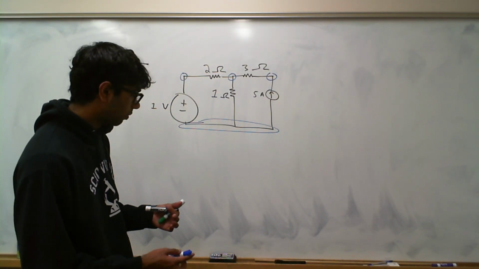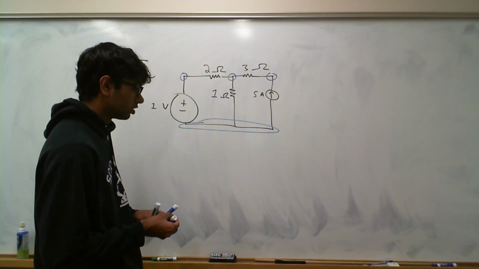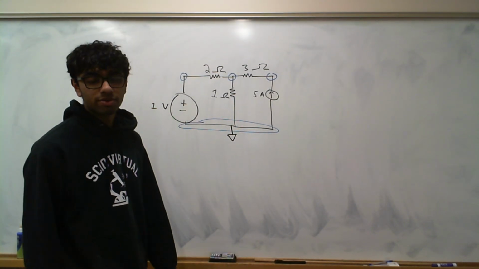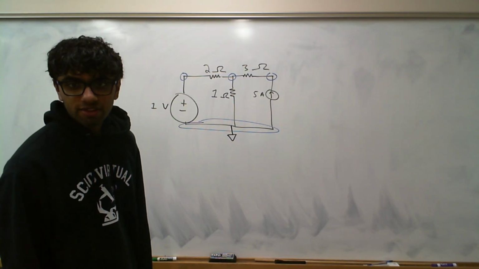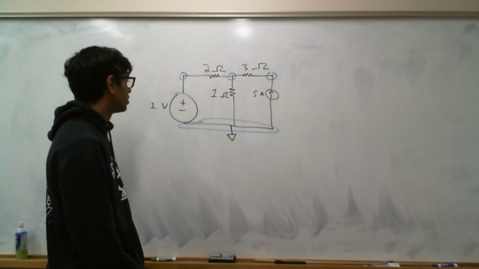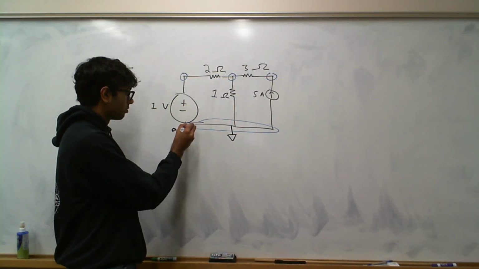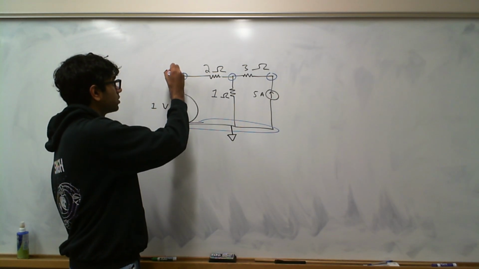Now we need to define one of our nodes as the ground node. So we're just going to do that with this node right here. It's going to be ground. And now we need to find the voltage at all the nodes relative to ground. So this node's easy. We're at 0 volts right here. We go through the battery, we gain 1 volt.